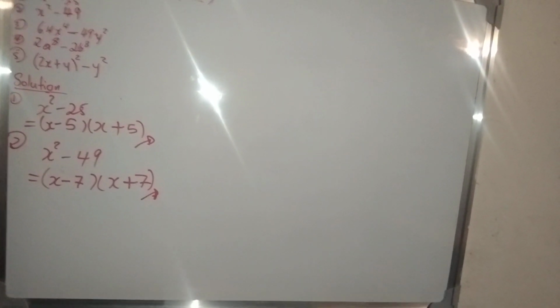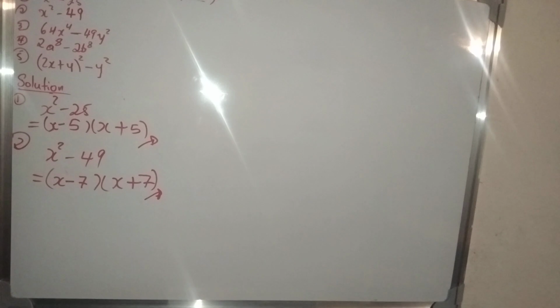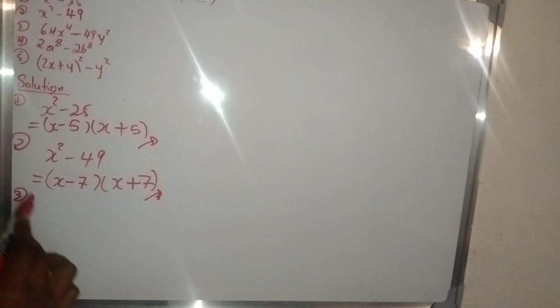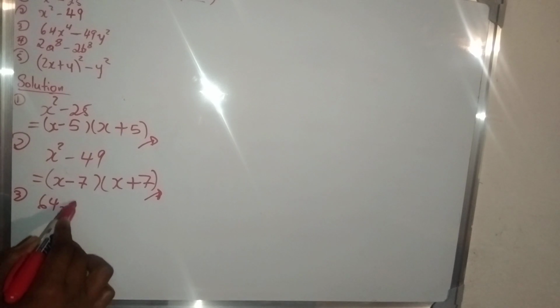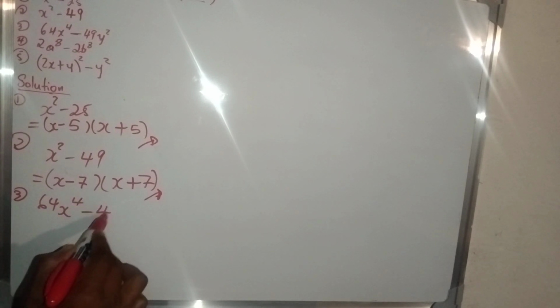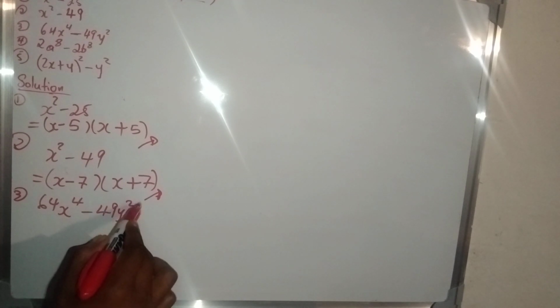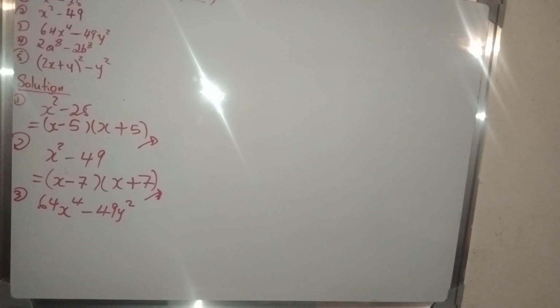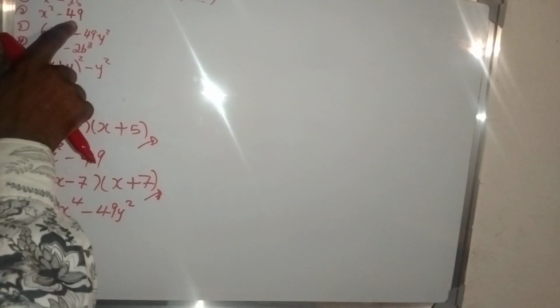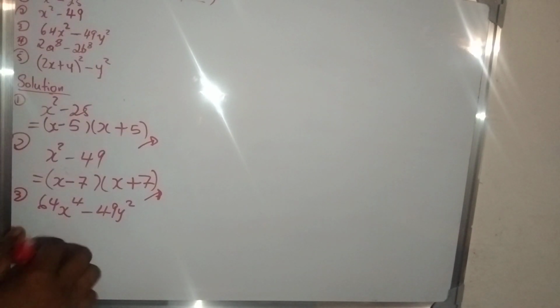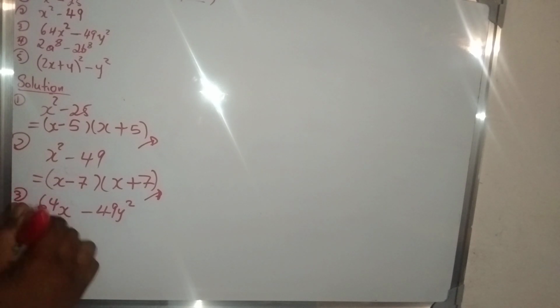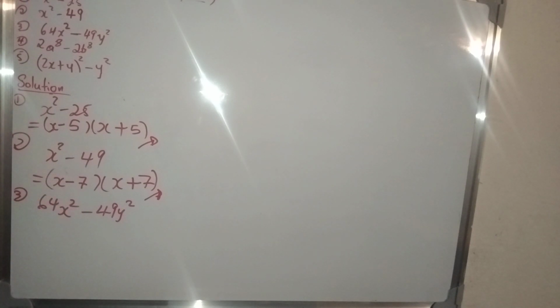How do we then go about solving the third one? Number 3, we're having 64 x to the power 4 and minus 49 y to the power 2. Let me just check that. Did I copy this question correctly? Oh yes, this must be x to the power 2, not 4, and then y to the power 2 here. Remember, this is a difference of two squares. So a difference of squares must be squared on one side and squared on the other side.